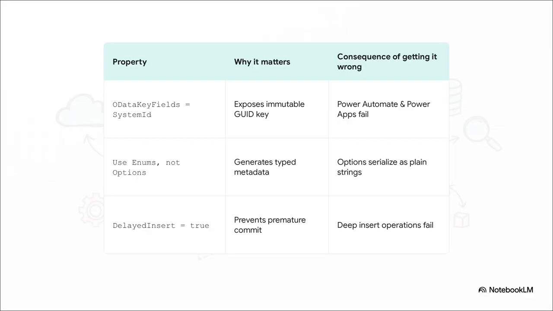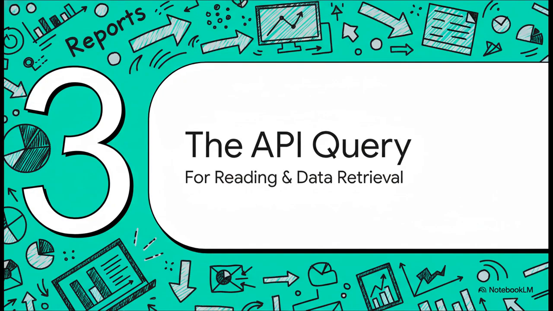Now, this table is where things get really interesting because it shows how a few simple properties can literally make or break your entire integration. For instance, if you don't set your OData key fields to System ID, guess what? Power Automate and Power Apps just won't work right. So yes, getting these little details right from the get-go is critical for compatibility and just making sure everything actually works.